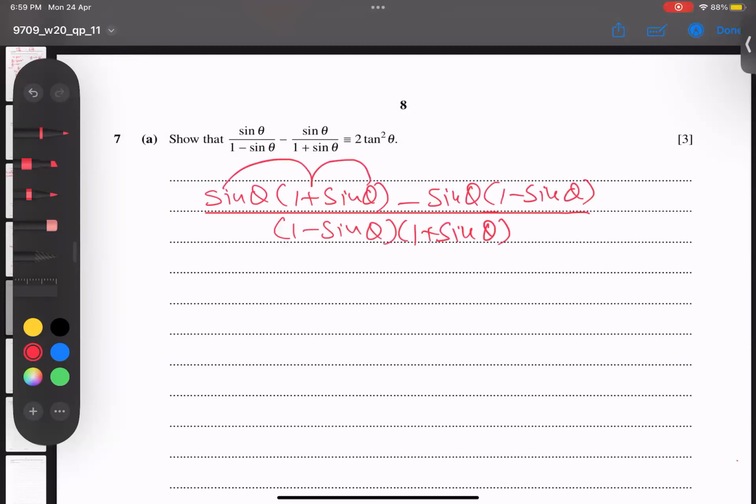Now multiply this inside and similarly multiply inside. So do it very carefully. Sine minus sine, and sine into sine becomes sine square. So minus sine theta, and minus minus plus sine square theta.